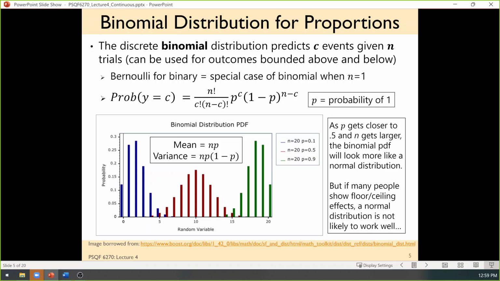In this case, what is the meaning of N trials and what is the meaning of C events? Good question. N is the number of possible trials. So it would be like the number of items on a test. And then C is the number that you got correct.